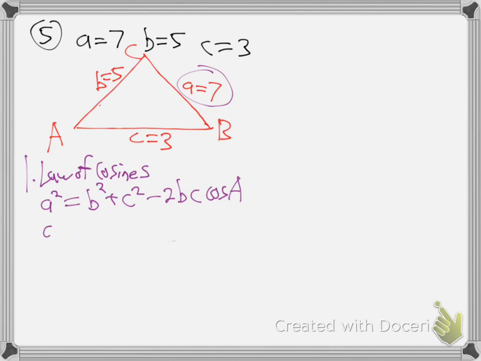All right, let's get it. So that's going to be 5 squared plus 3 squared minus 2 times 5 times 3, times cosine of capital A, which I have no idea. That's what I'm trying to find. Oh, and I know the A. I should fill in the A. Yes, we know A. It's no mystery. Yeah, there we go.